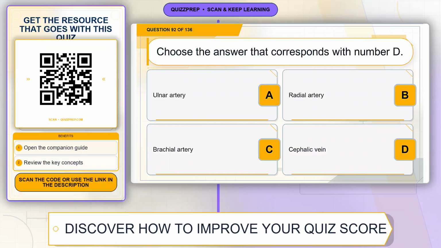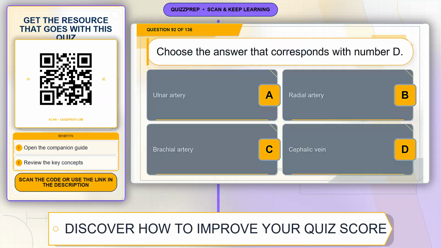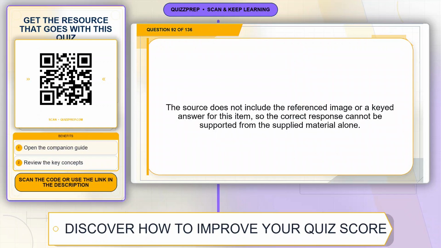Question 92. Choose the answer that corresponds with number D. Option A, ulnar artery. Option B, radial artery. Option C, brachial artery. Option D, cephalic vein. The correct answer is not shown. Explanation. The source does not include the referenced image or a keyed answer for this item, so the correct response cannot be supported from the supplied material alone.